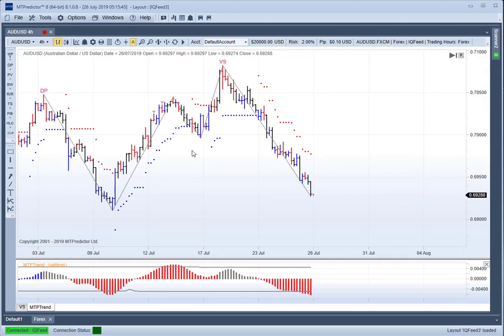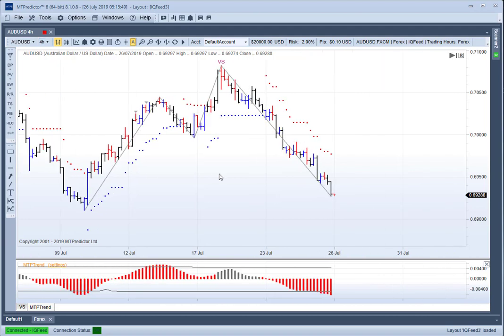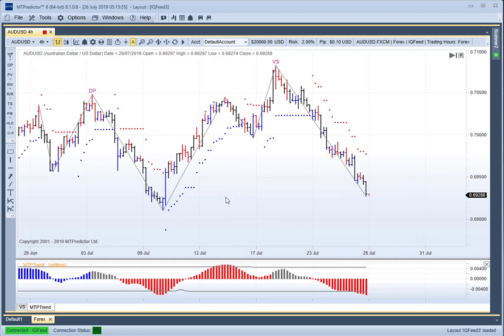Right, the example I want to look at is the Australian dollar US dollar on a 4-hourly chart, and in particular this VS sell setup here. For you guys who've been following MTPredictor for a while will know that we don't use MTPredictor as a black box system where we blindly follow all the trade setups, perhaps in the direction of our MTP trend. We don't do that because markets are basically random about half the time. So 50% of the time you shouldn't be doing any kind of analysis because they're basically random.